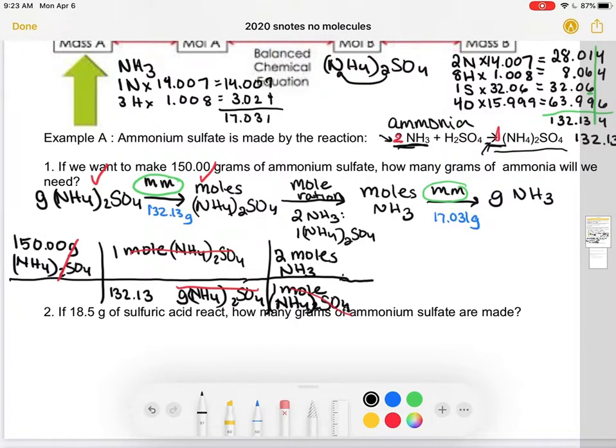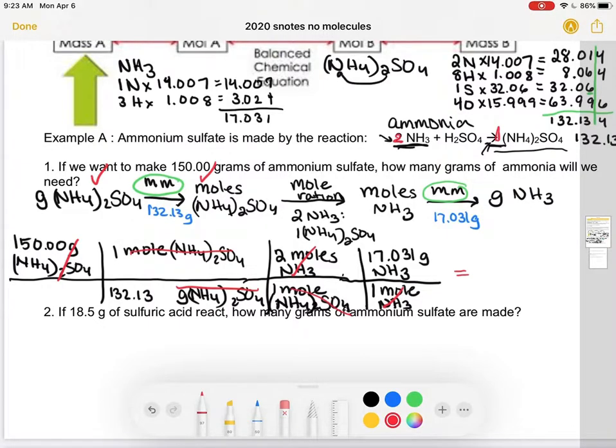All right. Now, I have to get rid of moles of NH3, so it's going to go down on the bottom. 1 mole of NH3 weighs 17.031 grams NH3. This is why we were pretty serious about you labeling everything, because now we're switching over from moles of one thing to moles of another thing. So now moles of ammonia cancels out, and my unit is grams of ammonia.